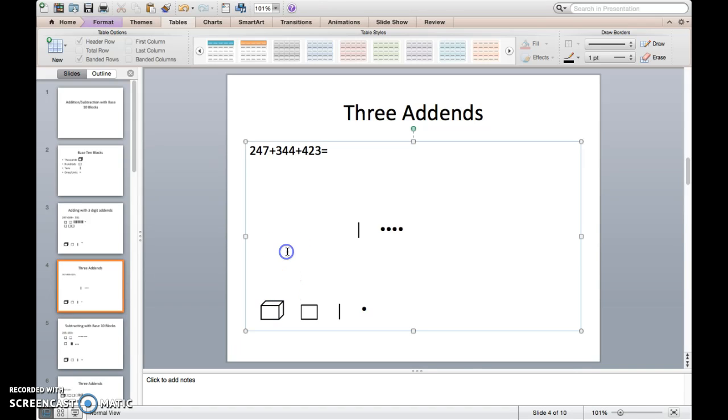I'm going to copy this and paste this up here. So what we end up having is 247 plus 344 plus 423 is 1,000. Nothing in the hundreds place. 1,000, no hundreds, 1 in the tens place, or 10, and 4 units. 1,014.